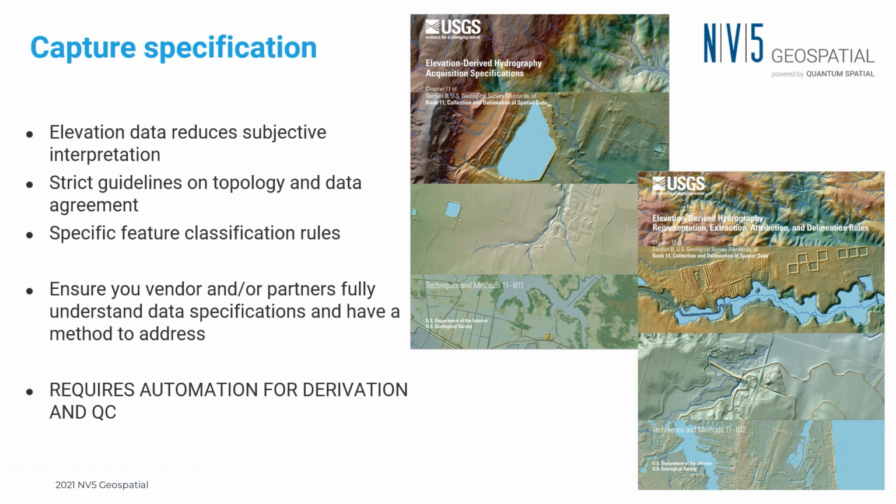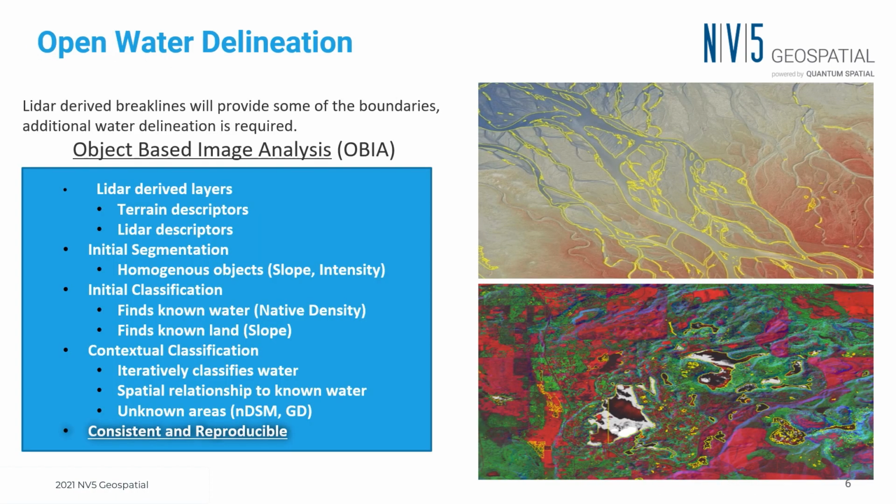And so understanding those specifications and having a method to address them is really going to be essential for anybody doing this work. In our opinion, this requires at least some degree of automation for both the derivation and QC in order to preserve the topological consistency and make sure that everything that should be captured is being captured and correctly. The first part of this for us is to delineate the open water.